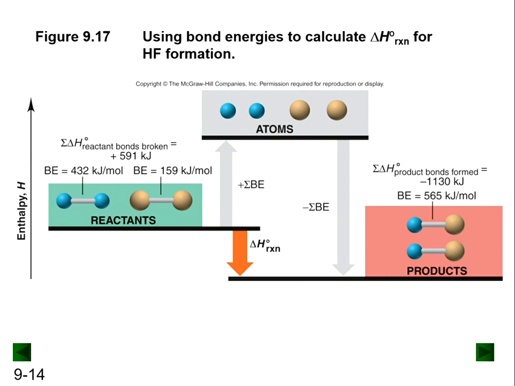But then when we form the products, we drop downhill by forming two hydrogen fluoride molecules. So now we take the hydrogen fluoride bond energy, that is 565 kilojoules per mole. There are two of those, so we multiply this by 2. And that's the energy we regain. Thus, the net standard enthalpy for the reaction is the energy it took to break up the reactants minus the energy we regain from forming our products.